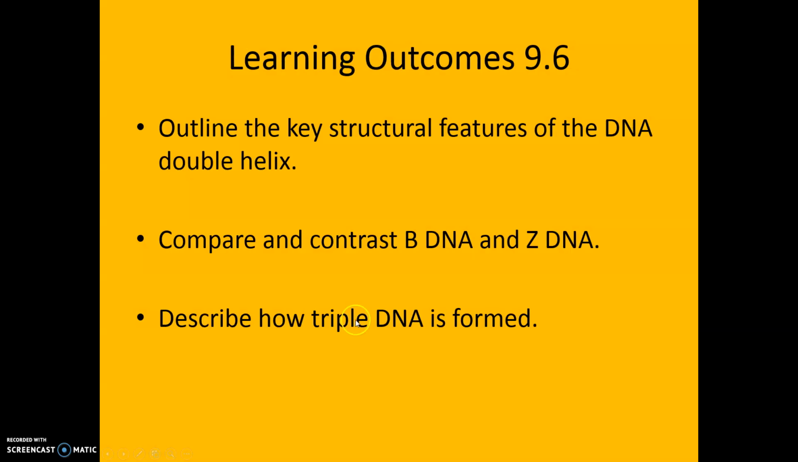But let's go ahead and move on and look at the actual features of a double helix. I want you to be able to outline the key structural features of a DNA double helix. I want you to be able to compare and contrast the B form of DNA with Z and A forms of DNA. This is less of interest. The B form is really what we want to concentrate on. And we can also take a look at something new that has been discovered, and that is a triple DNA helix.